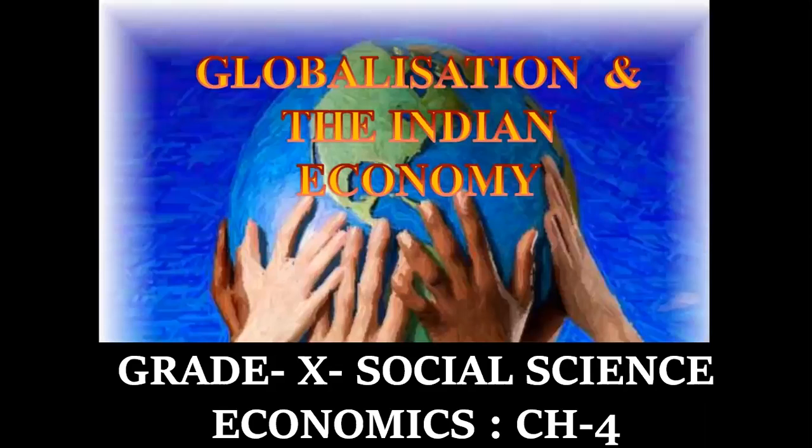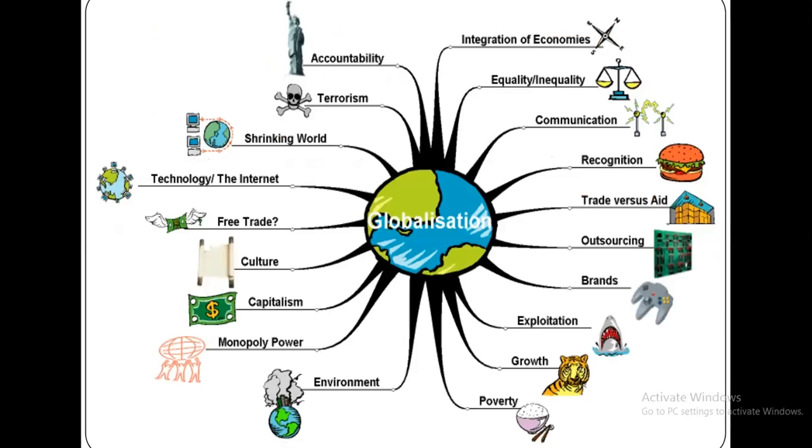So in this chapter, we are going to learn about globalization and its importance in the Indian economy. Okay. So here you can see a picture wherein all the points related to globalization are jotted down. When globalization is taking place on our earth, all these things are affected: accountability, the shrinking of the world, technology and internet, free trade, culture, monopoly power, environment, growth, brands, new different brands coming into existence, outsourcing, communication, all. So all these are the different aspects where globalization plays a role.